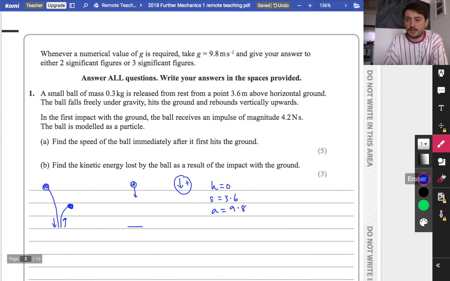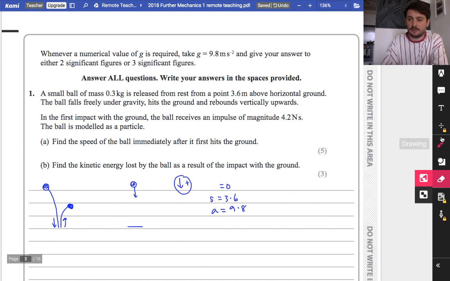I'm not very happy with that u there. Well, it looks like an h. And it still looks like an h. I need to get better at using this tablet, I tell you.